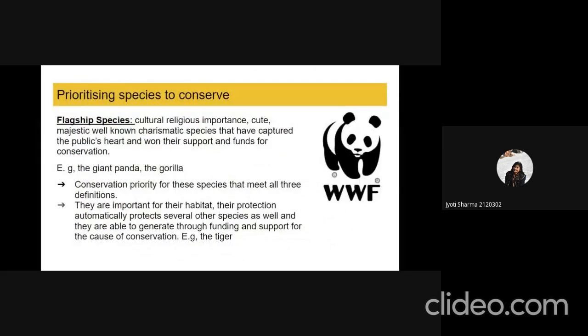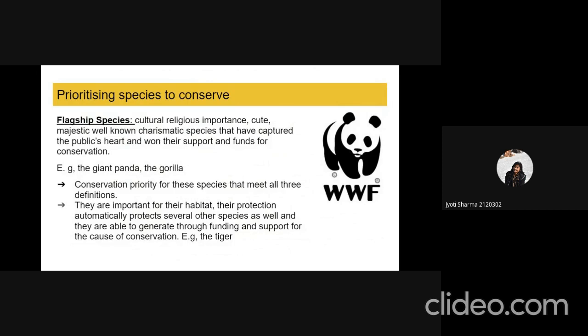Then we have the flagship species. For example, these species are very cute, or have some religious importance. Based on that, we may get some funds. For example, we know that the peepal tree is very religious in nature, so we may generate some funds from people to conserve it. So this is a kind of flagship species.